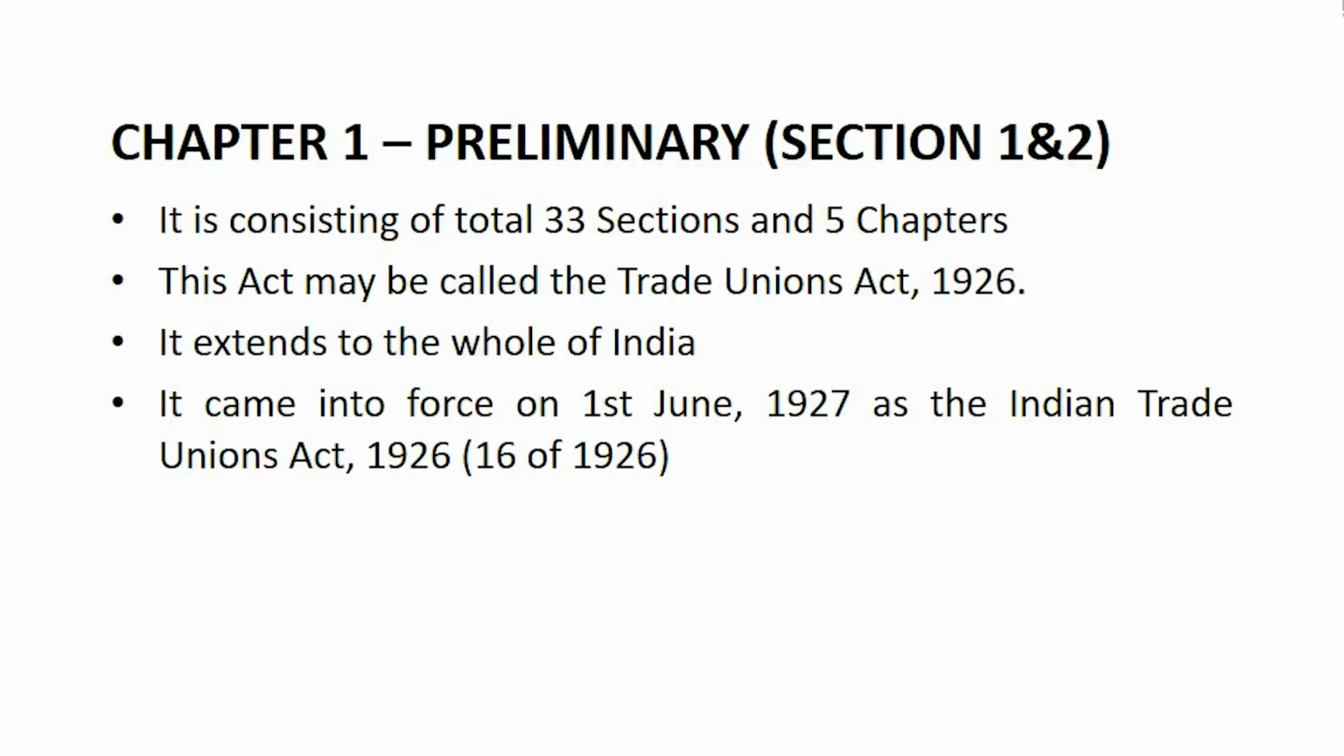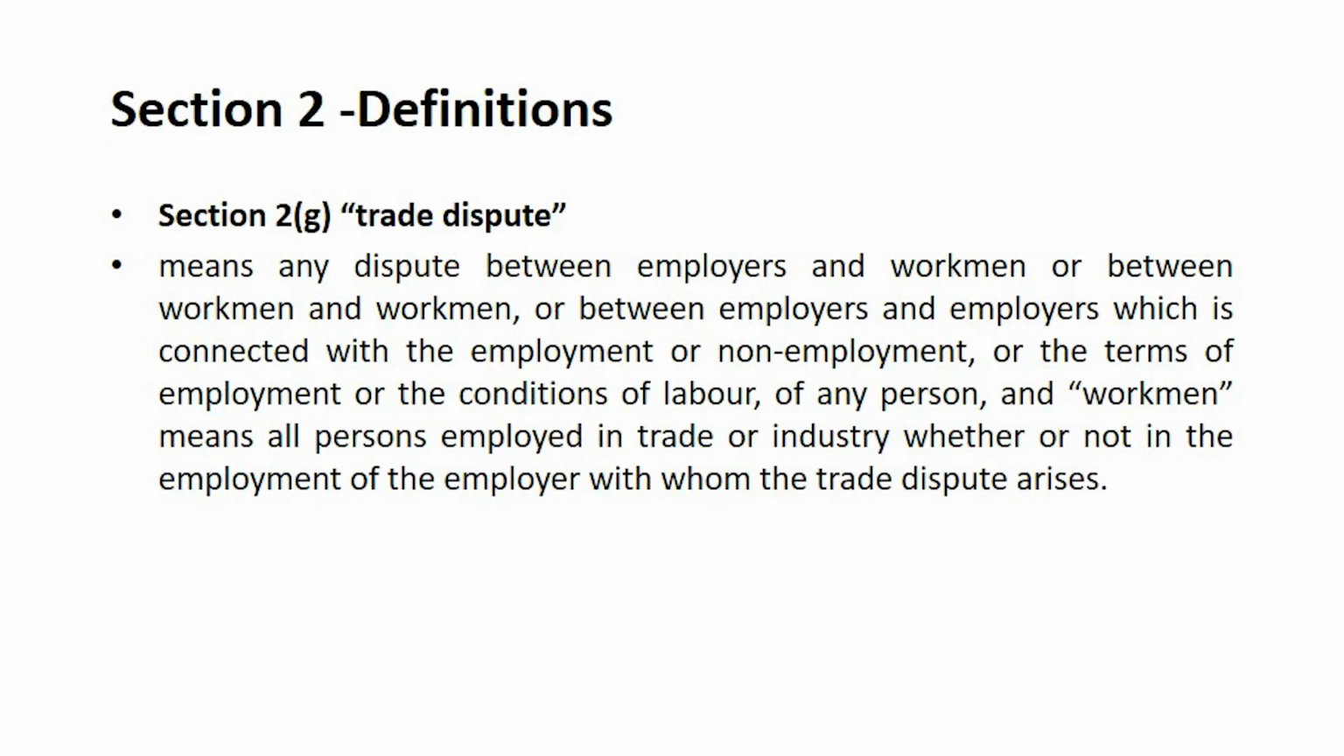The Trade Union Act 1926 contains a total of 33 sections and 5 chapters. The first chapter talks about applicability. This act is applicable all over India, and it contains the important definitions of trade dispute and trade union. The trade dispute under this act has a similar definition to that in the Industrial Disputes Act 1947, but now this term has been changed. Under the codes, we use the term industrial dispute instead of trade dispute.